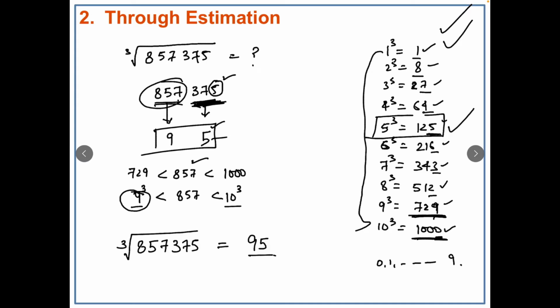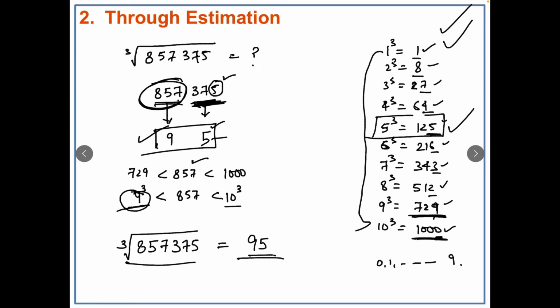And then in this second triplet of the number, we'll see between the cubes of which two numbers this number is lying. In this case this number is lying between the cube of 9 and 10. So we'll always consider the smaller number, which is 9, so this will give us 95. So the cube root of this number will be 95. Okay, I hope you understood this. You will understand this better when we do the exercise.